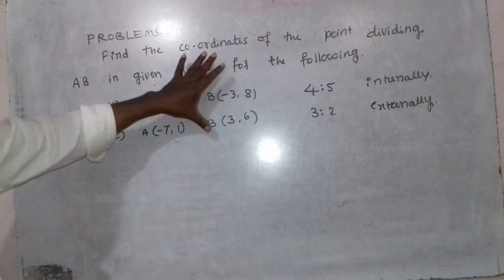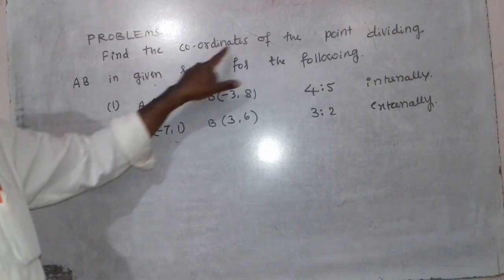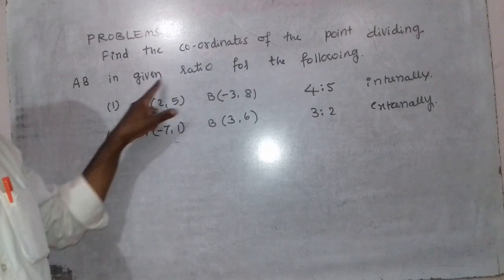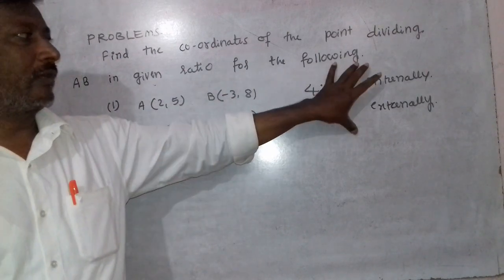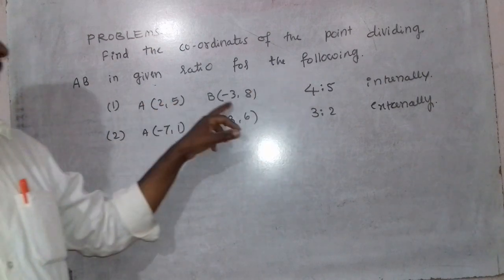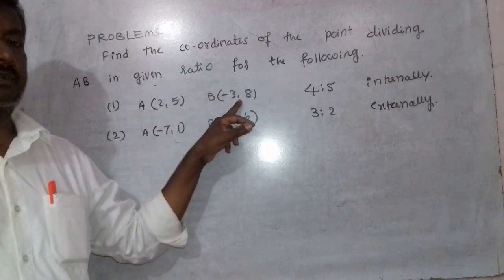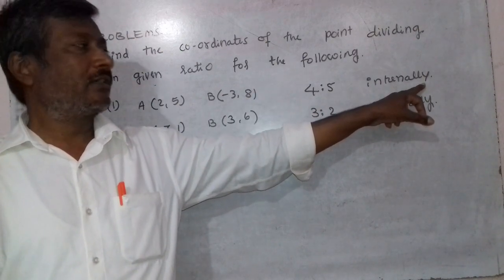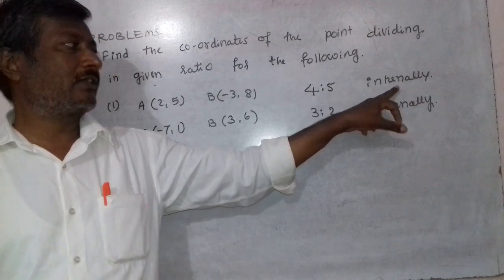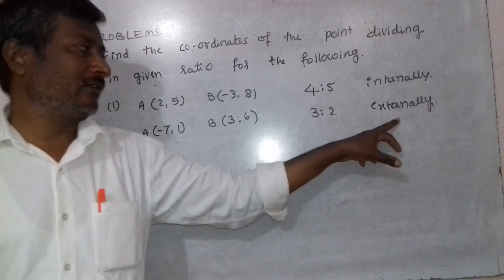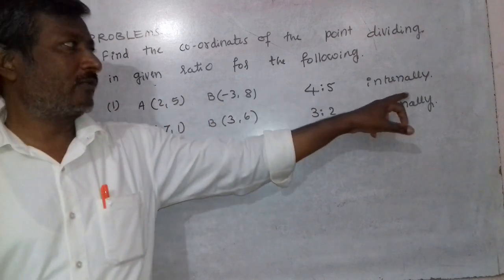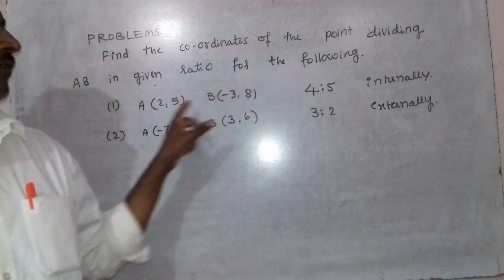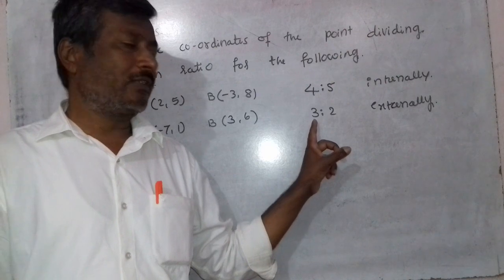So solve some problems concerned to this. Find the coordinates of the point dividing AB in the given ratio for the following points. So here in this problem, the end points of AB are given, the ratio is given, and the nature of the dividing point is given. Here it is internally, here it is externally. So first consider this problem. Note this, first write this problem in your book and then I will first solve this one, then I will go for the second one.